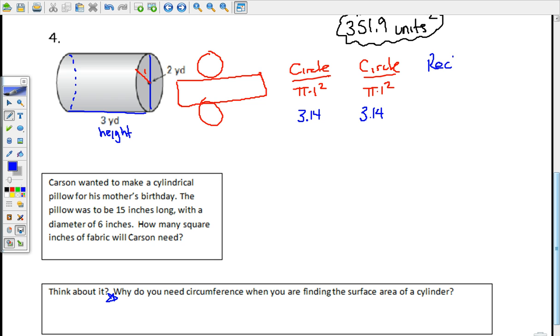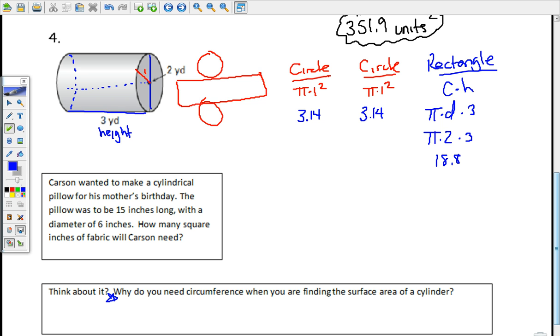The rectangle is circumference times height. So the circumference, we're going to do pi times diameter, which is pi times 2 in this case. And our three-dimensional height, remember, is from base 1 to base 2. So it's the circle to the circle, and that distance is 3. So we're really going to multiply this by 3. So when you multiply pi times 2 times 3, you end up getting 18.8.